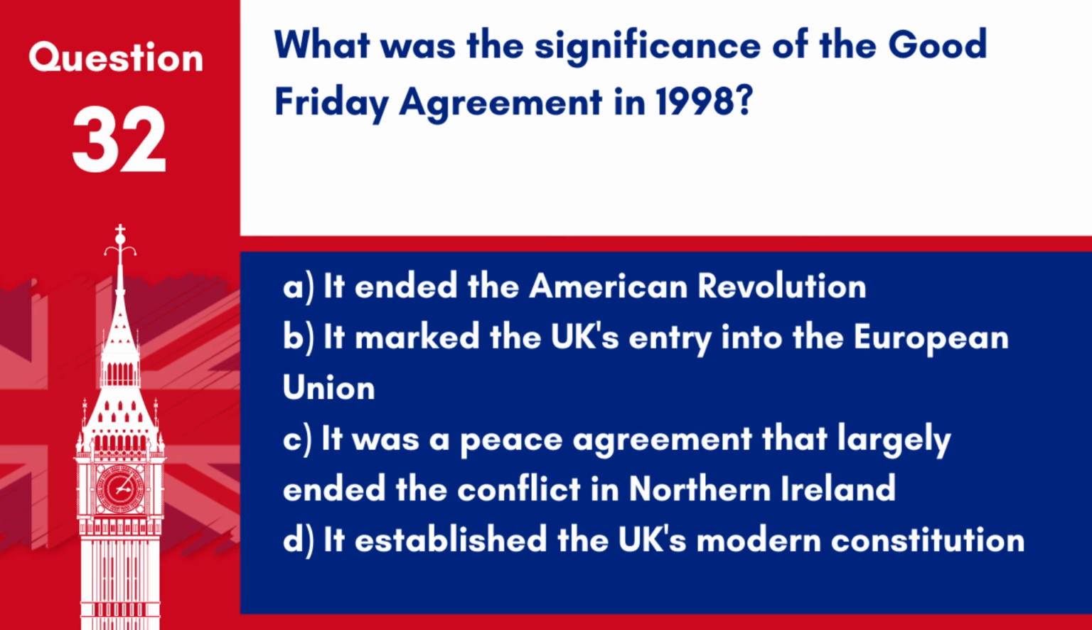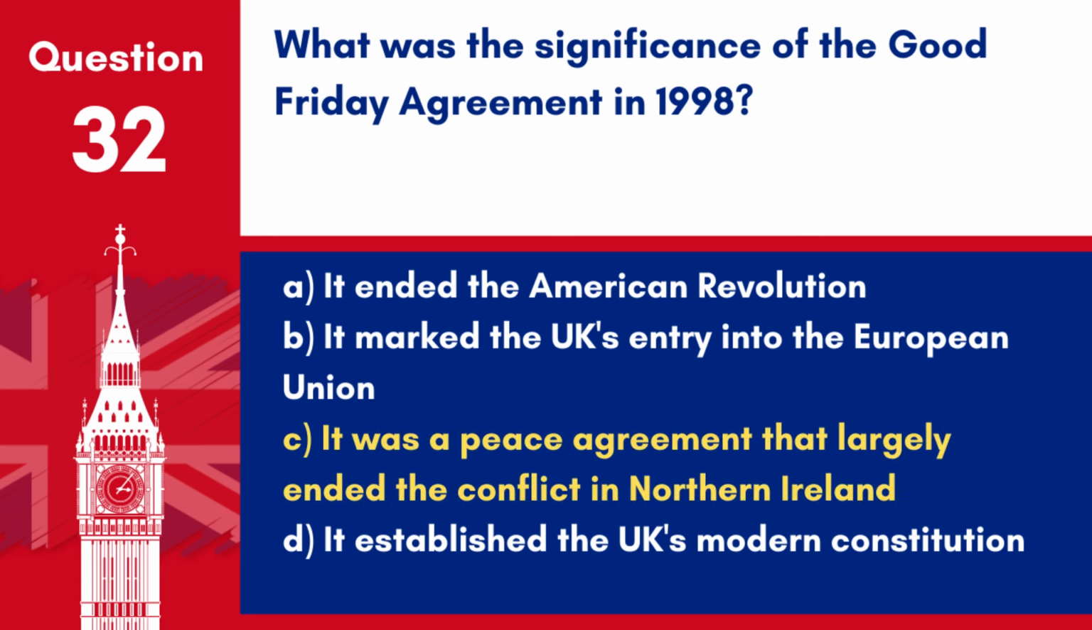Question 32. What was the significance of the Good Friday Agreement in 1998? A. It ended the American Revolution. B. It marked the UK's entry into the European Union. C. It was a peace agreement that largely ended the conflict in Northern Ireland. D. It established the UK's modern constitution.